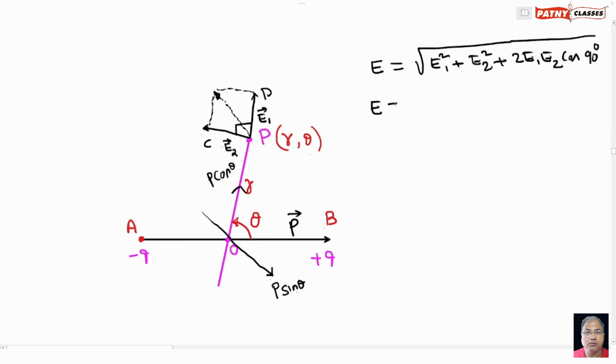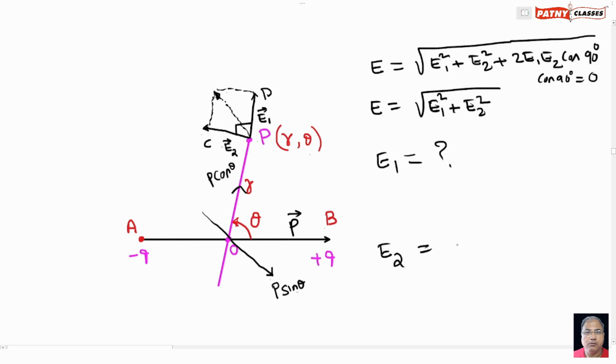This implies E equals under root of E1 square plus E2 square, where 2E1E2 cos 90 is gone, because cos 90 equals 0, and 0 multiplied by anything is 0. Now what is the E1 value and what is E2? How to obtain E1 and E2? E is nothing but PF in the diagram.